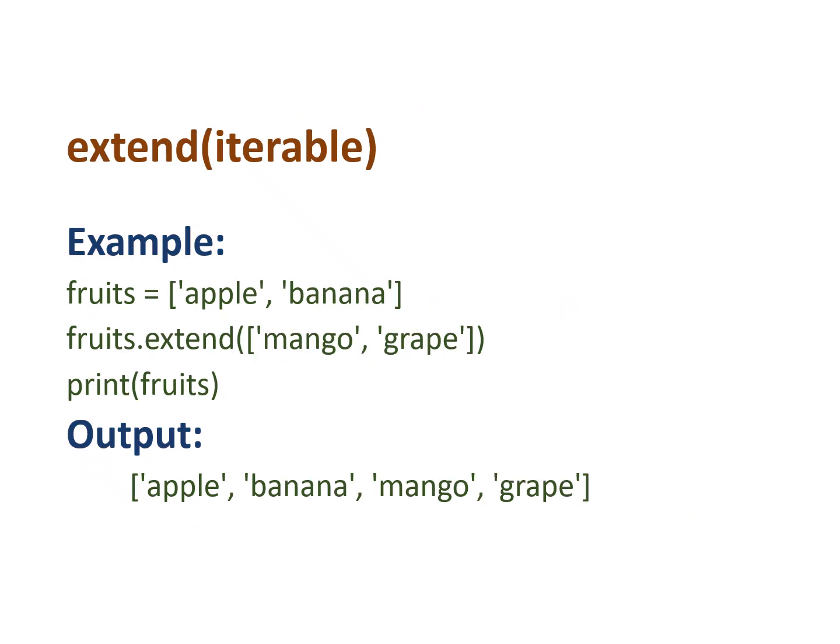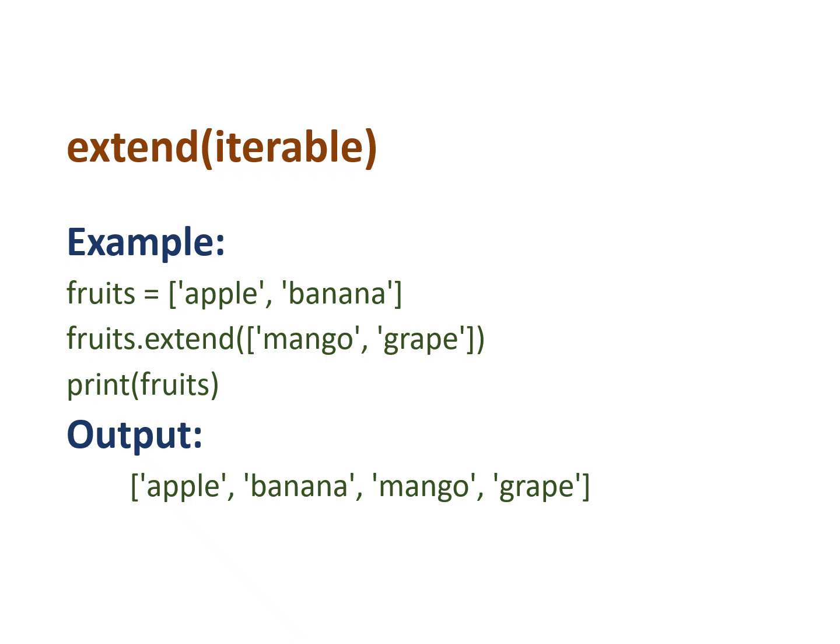Next one, extend method. With the help of the extend method we can add either another list or another tuple or any type of iterable data into our list. So here we have one list named fruits. In this list we have two values: first one is apple and the second one is banana.